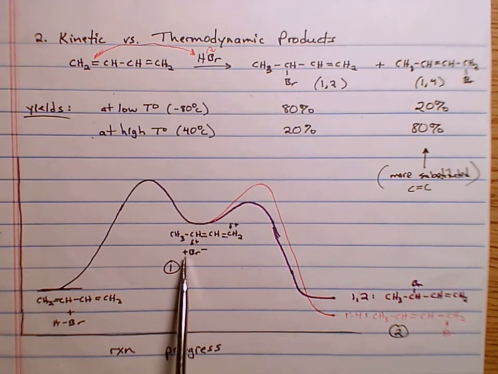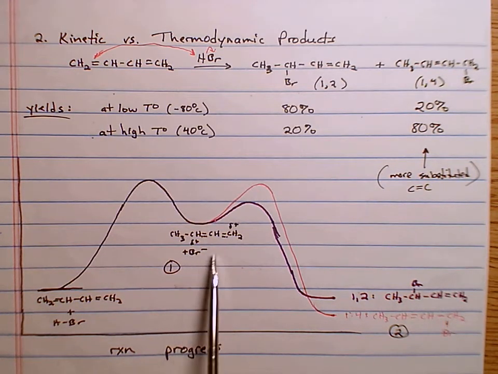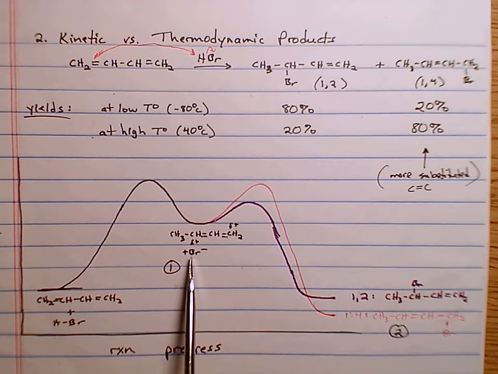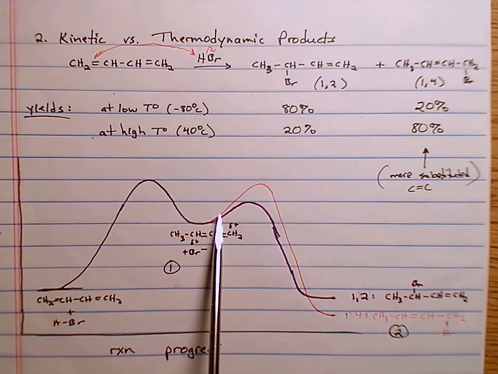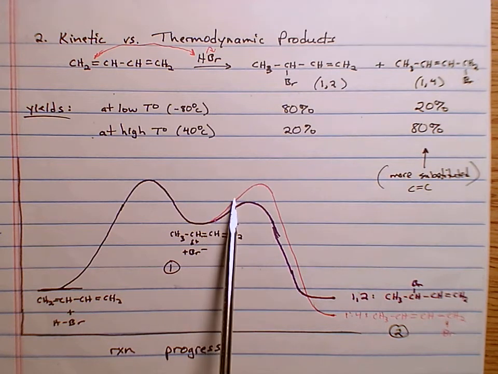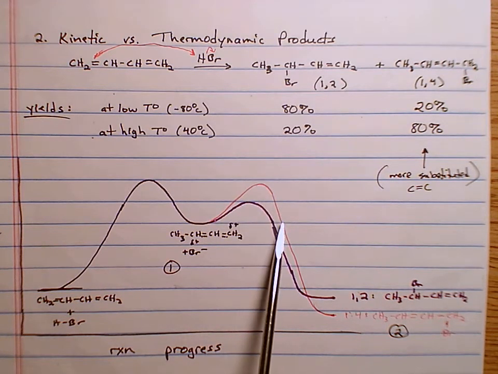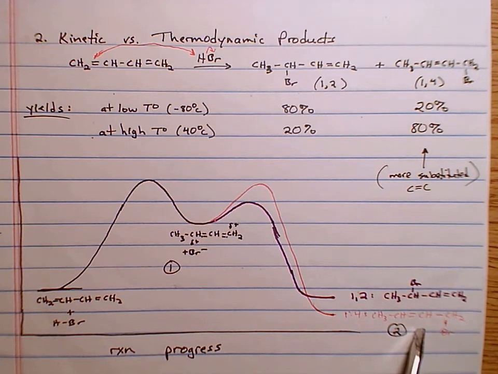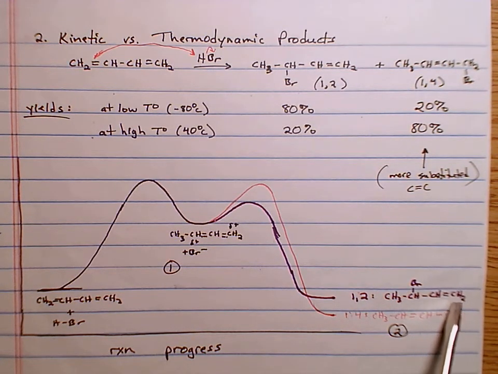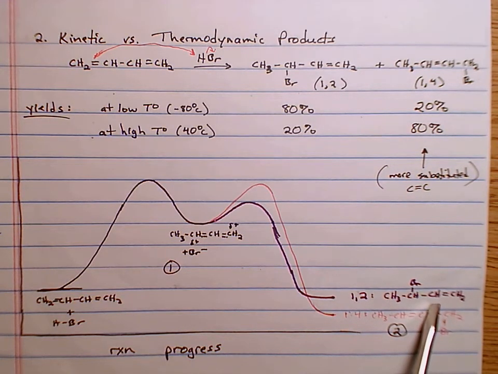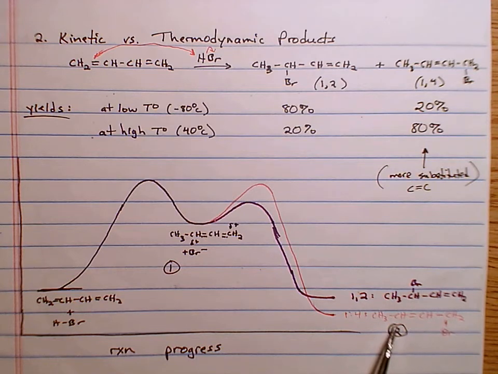However, when we look at the bromide trying to attack this carbon down here, it takes more energy to get down there, which means we have a higher activation energy, which means that reaction is slower. However, when we look at the product, we note that for the 1,2 product, the double bond is at an end. That's just a mono-substituted double bond. For the 1,4 product, the double bond's in the middle. That's a di-substituted double bond. And recall that a di-substituted double bond is more stable than a mono-substituted double bond. So the 1,4 product is more stable than the 1,2.